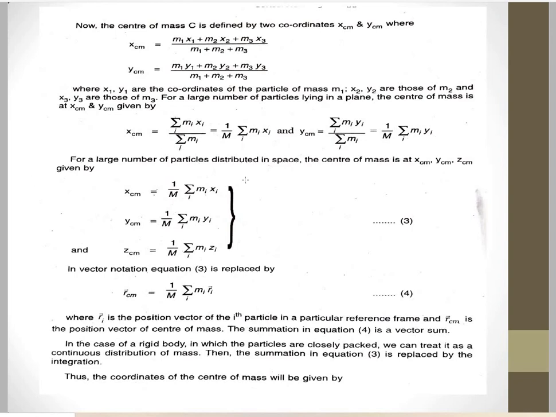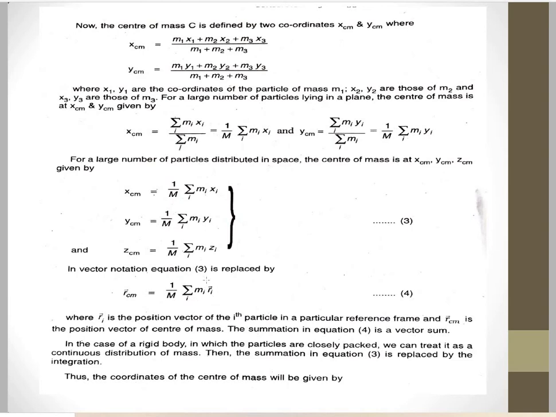For a large number of particles distributed in space, the center of mass is at XCM, YCM and ZCM. XCM is given by 1 by capital M sum over mi xi. YCM is given by 1 by capital M sum over mi yi and ZCM is given by 1 by M sum over mi zi. Okay. So when we replace this by a vector RCM, the position vector of center of mass is given by 1 by M into sum over mi ri.